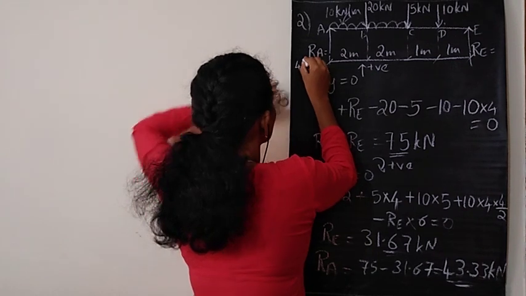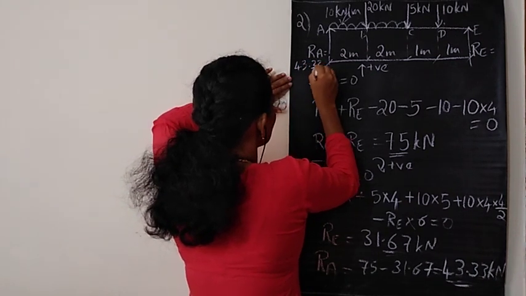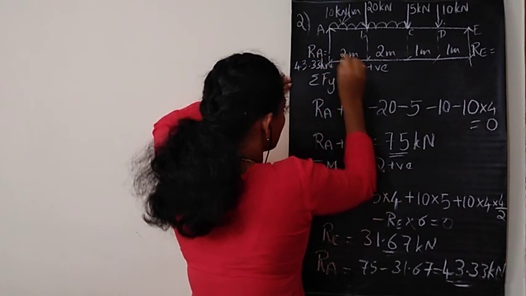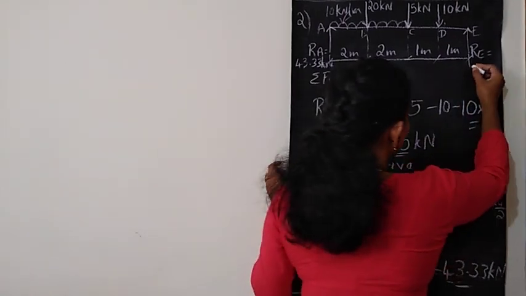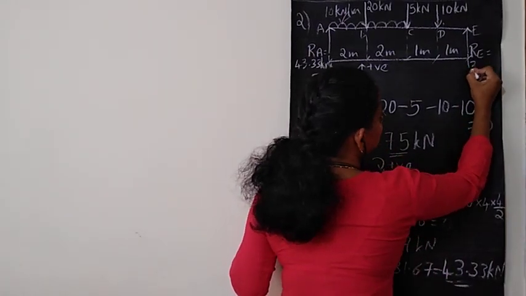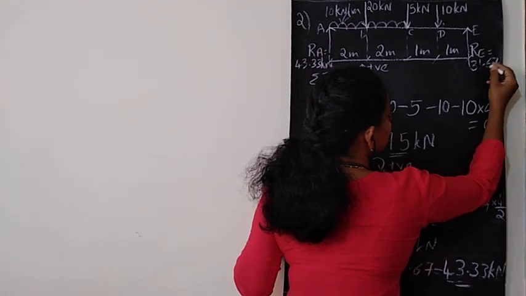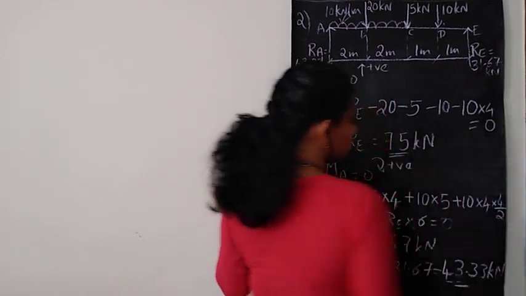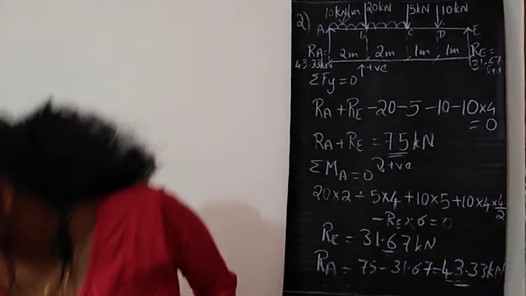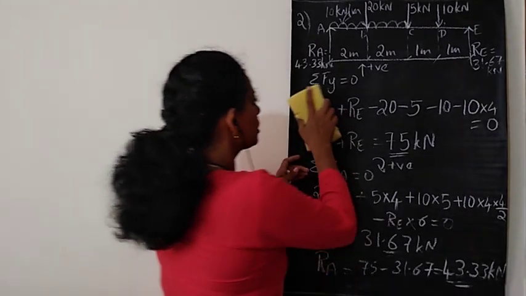Then write here what is Ra. Ra is 43.33 kilonewton. Re is 31.67 kilonewton. Okay. Next we'll calculate shear force.